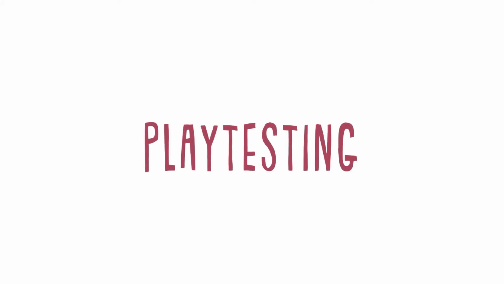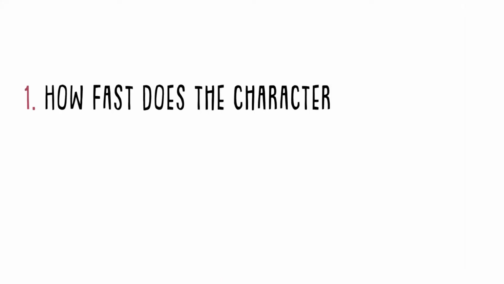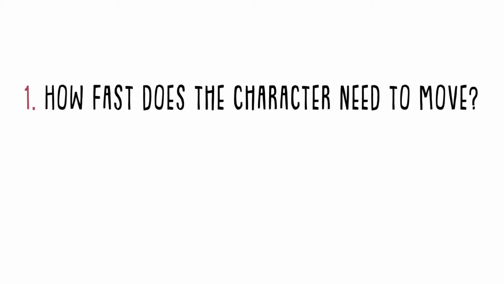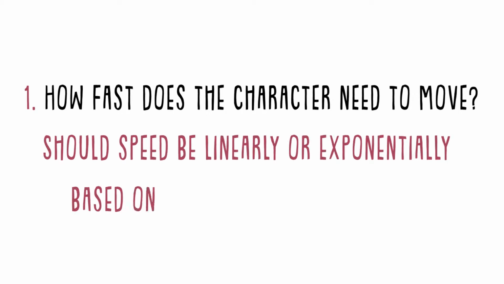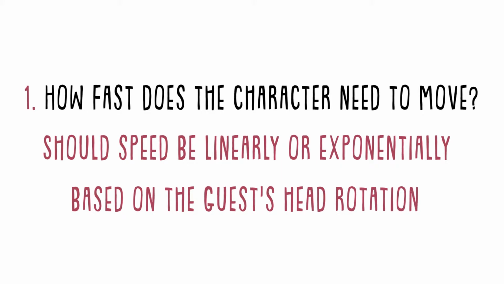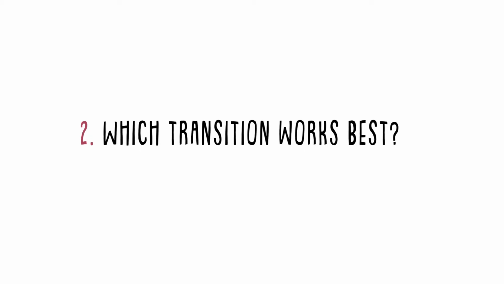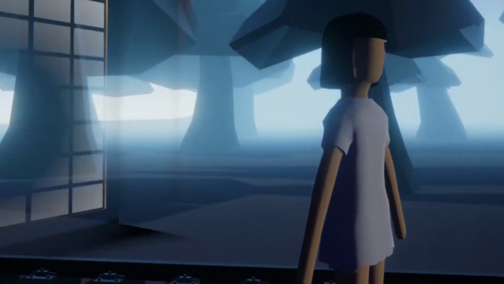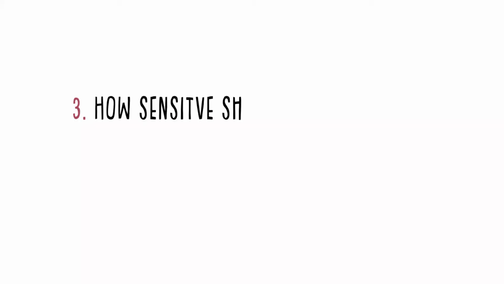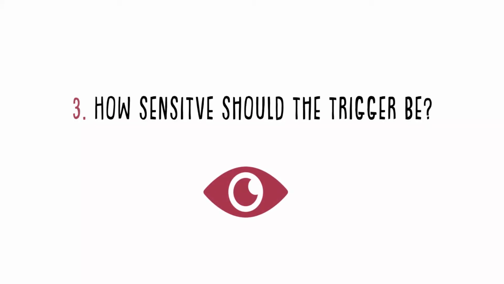When playtesting this transition, we wanted to answer the following questions. How fast does the character need to move in order for the transition to feel natural? Should we adjust her speed linearly or exponentially based upon the speed of the guest's head rotation? Which kind of transition works best given the central mechanic of the prototype: a traditional dissolve, the wipe, or our spreading transition? How sensitive should the trigger be for the gaze on the character? Should we make it larger or smaller?